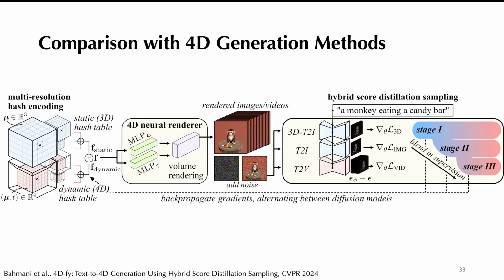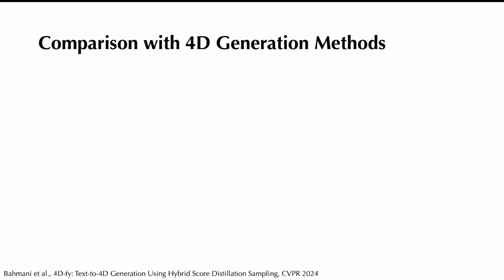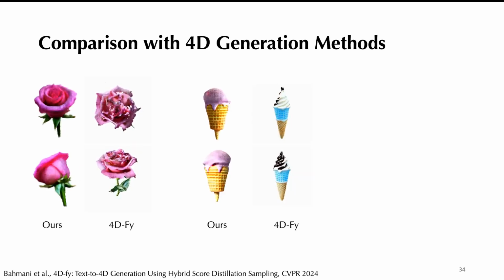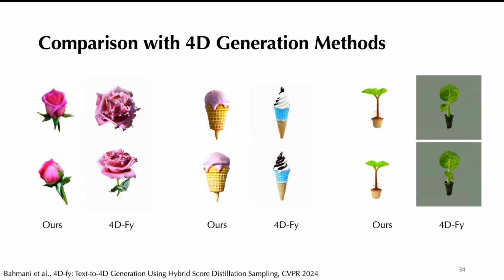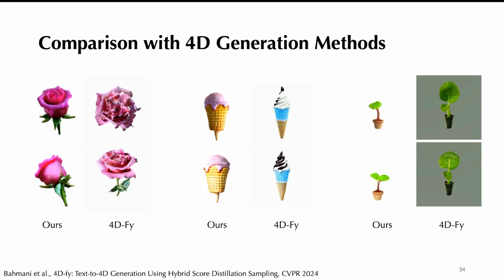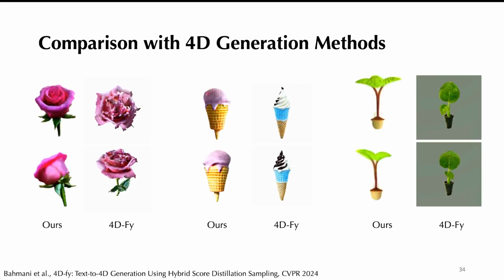4D-FY is a signature method in this task. We compare our method against 4D-FY on different phenomena. For example, blooming of a rose, melting of ice cream, sprouting plants, and several other phenomena. We can see that our method generates better dynamic evolution on object geometry, while 4D-FY relies on vanilla SDS without conditioning, making it hard to represent significant geometry and material changes. Therefore, it generates mostly static assets. Moreover, our model can be used in relighting and scene composition.